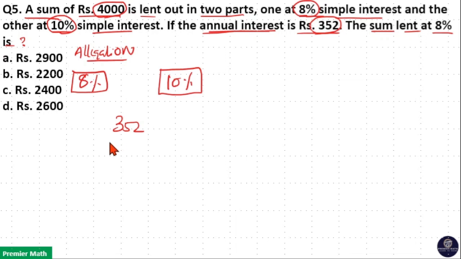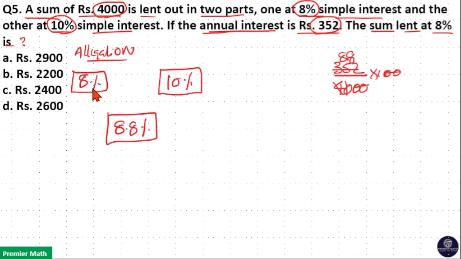Now 352, I should write it in percentage format because 8 and 10 are in percentage format. So 352 is received from this total money 4000 rupees. So 352 out of 4000 is how much percentage? 00 cancel, 4 goes 8 times in 35, remaining 3, 32 by 4 is 8. So 88 by 10 is equal to 8.8. So this 352 is 8.8% of 4000.